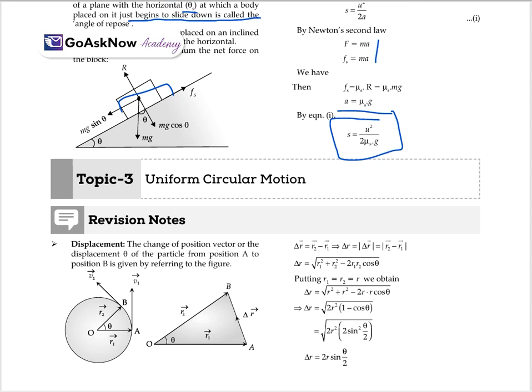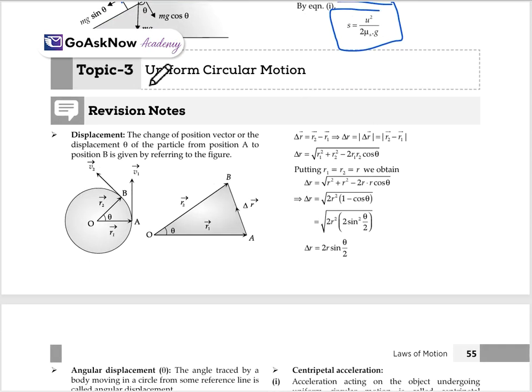Now, let's move to the last topic, which is uniform circular motion. Here, firstly, displacement. The change of position vector is the displacement. The particle moves from position A to B, as given in the diagram. A and B are the two different positions. Velocities are v1 and v2. Angle is theta. Position vectors are r1 and r2. So here we get delta r = r2 minus r1. We can write it as the modulus of delta r = the modulus of r2 minus r1.